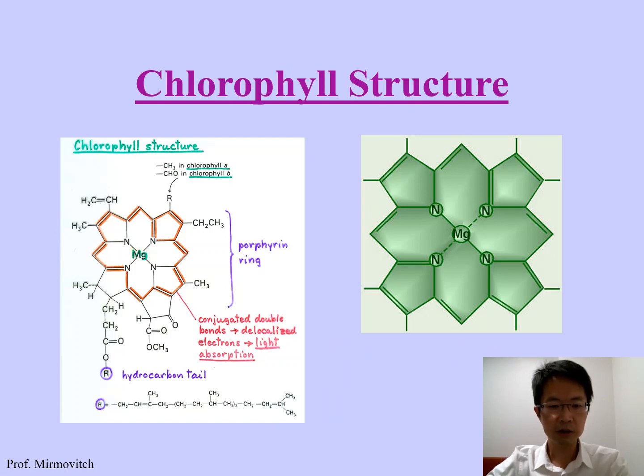Okay, chlorophyll structure. So we learn about photosynthesis. This is what a chlorophyll looks like. You see that it has a magnesium ion here, a magnesium ion in the center. And then these are double bonds. The double bonds are for light absorption. That's how a chlorophyll can absorb sunlight.